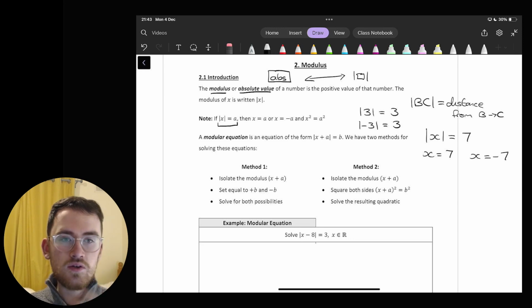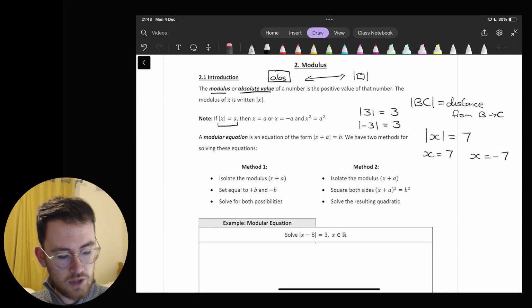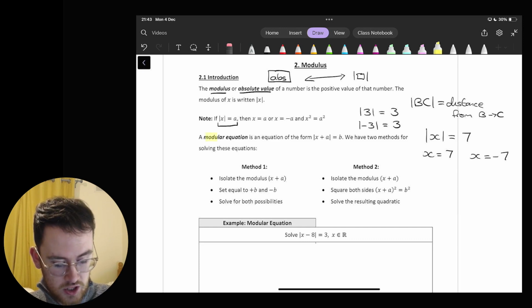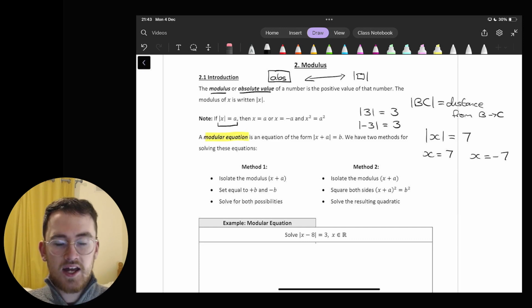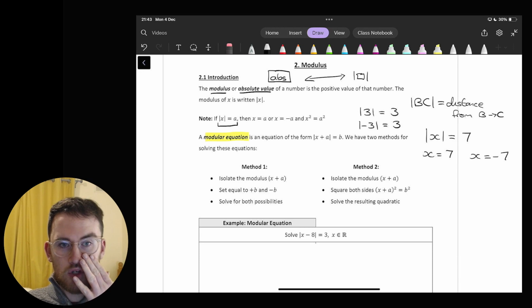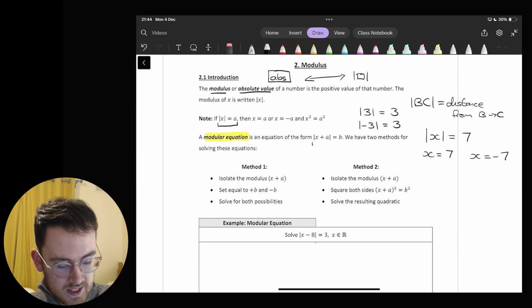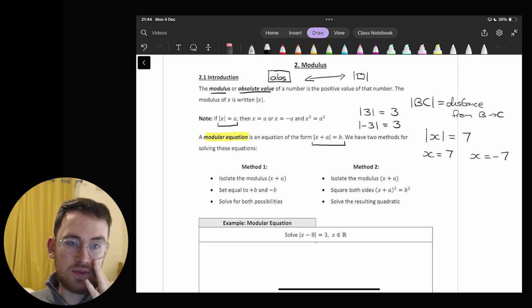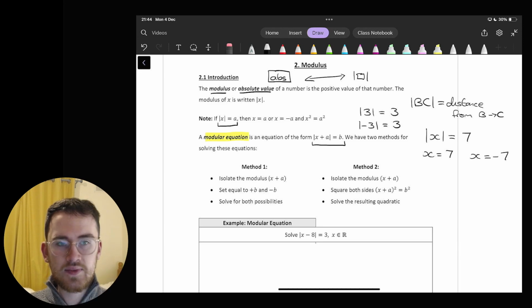So we're going to be using that idea in solving what we call modular equations or modulus equations. A modulus equation is, fairly self-explanatory from the name, an equation where we're using that modulus notation. So we might have the modulus of something plus something is equal to something else. And we have two methods for solving these equations, and they come from the note that we had up there. The first method is we think about what the modulus means.